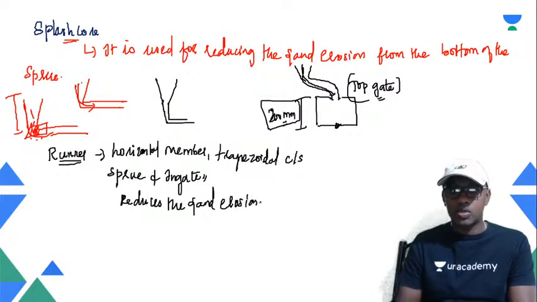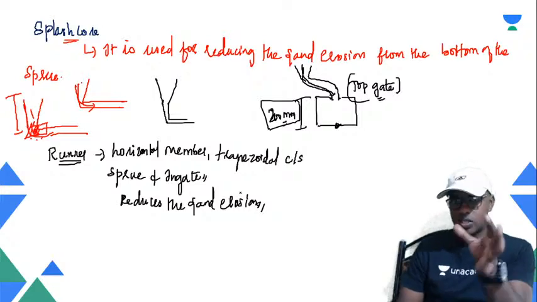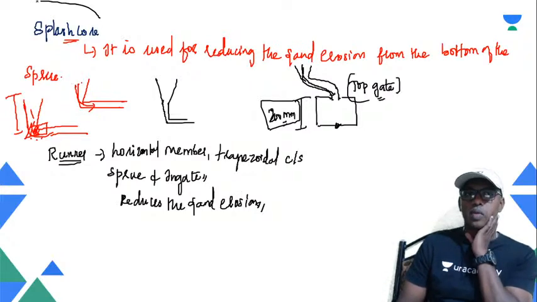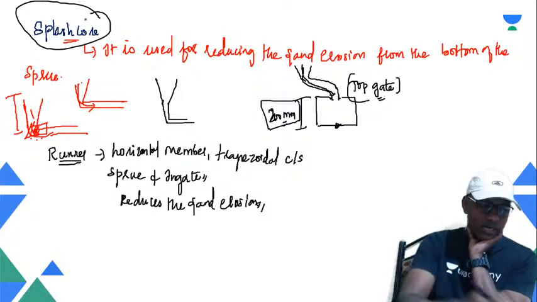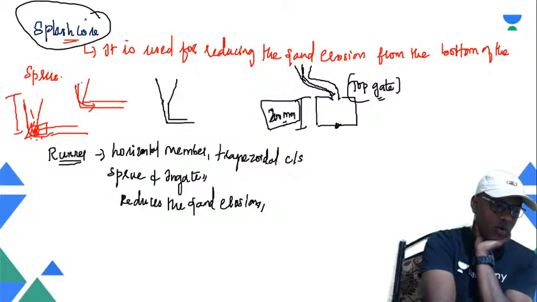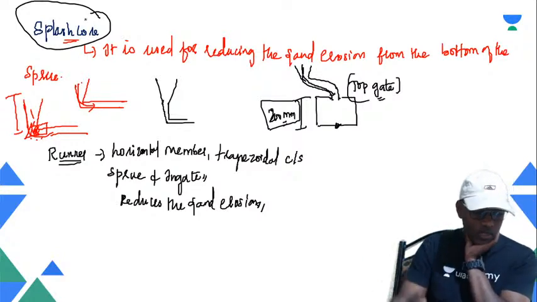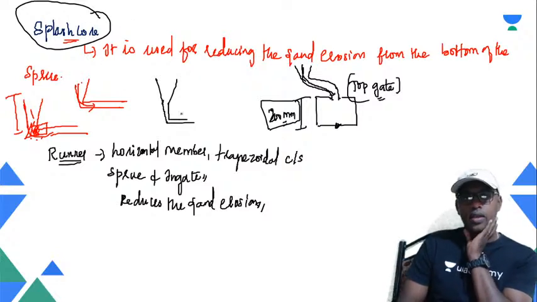Also, to reduce sand erosion between the sprue and the runner, we introduce a splash core. So that is a different presentation. I hope you all are clear with it. Can I get a quick thumbs up from you all to make me understand, yes, you are following the class, right? Thank you.